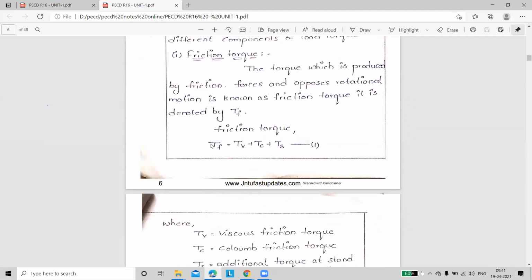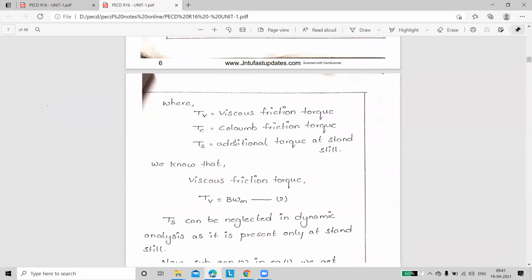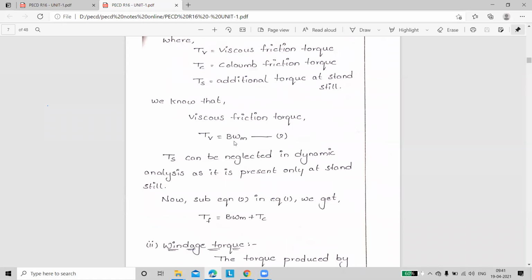If you want to know, the equation of friction torque is nothing but TV plus TC plus TS. TV means viscous friction torque, TC is Coulomb friction torque, and TS is additional torque at standstill condition. Actually, it is not required for all of you. Just the basic definitions are enough for us.